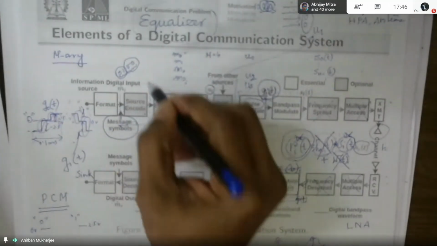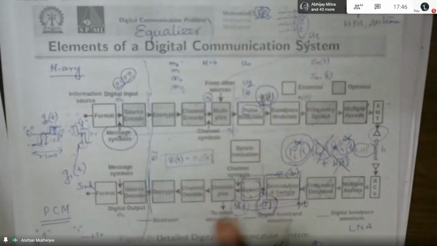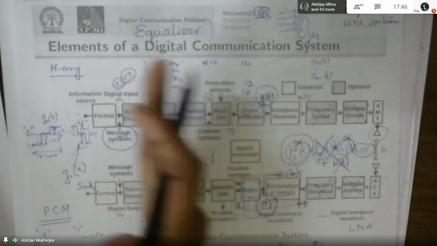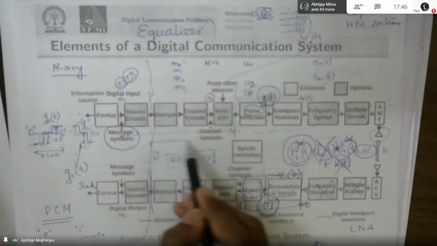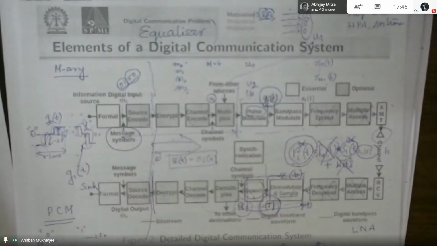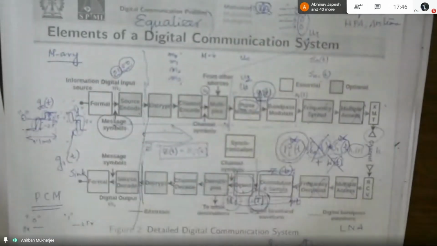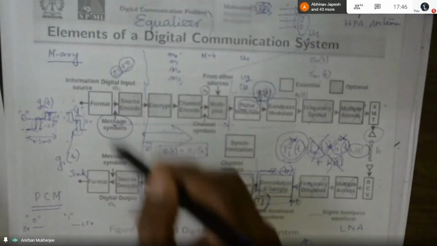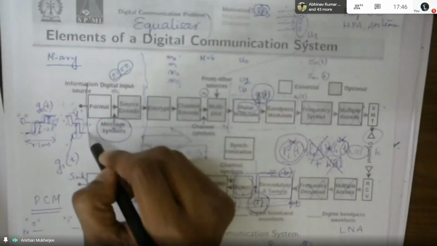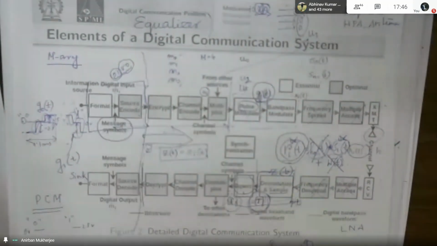The communication system's effect is basically, they say the communication chain is this right hand side. And this is some sort of a source encode. Many times the format and source encode, they say everything as a source encode.